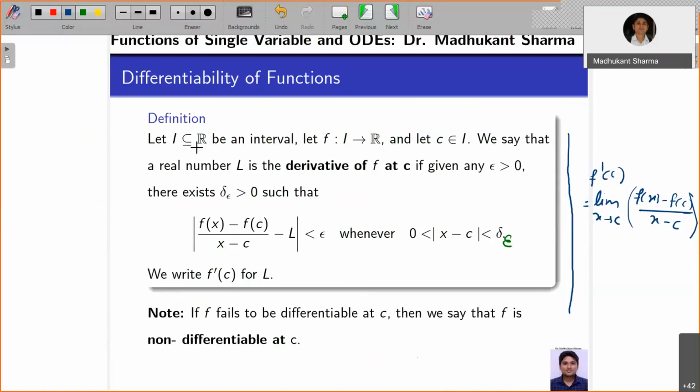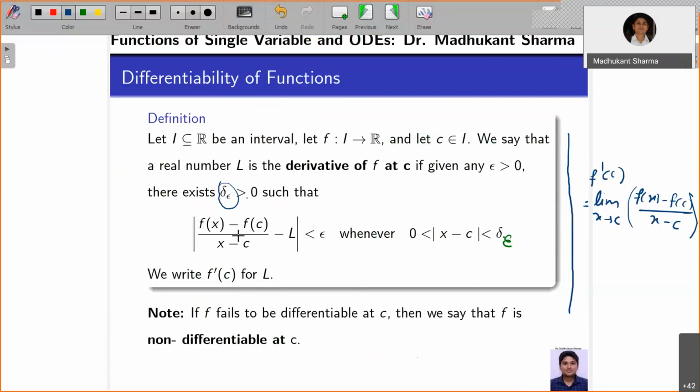Let I be an interval, let f from I to R, and let c be in I. We say that a real number L is the derivative of f at c if, given any epsilon bigger than 0, there exists delta, which may depend on epsilon, greater than 0 such that this happens. So this function will get closer to L whenever x is getting closer towards c. Here x is not equal to c, so you are taking the deleted neighborhood of c, because this function is of 0 by 0 form whenever x equals c, that's the indeterminate form.